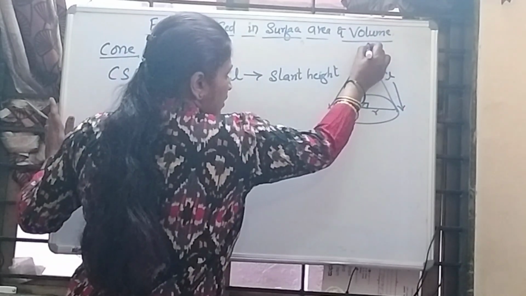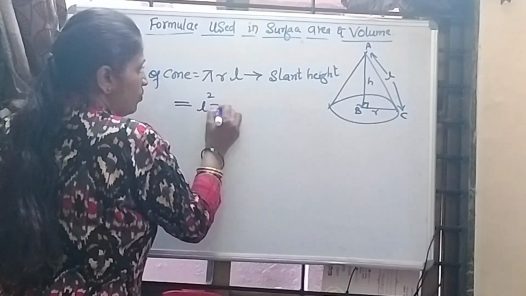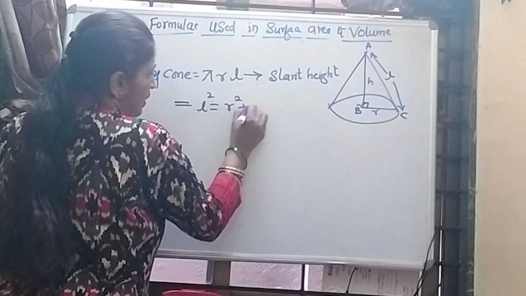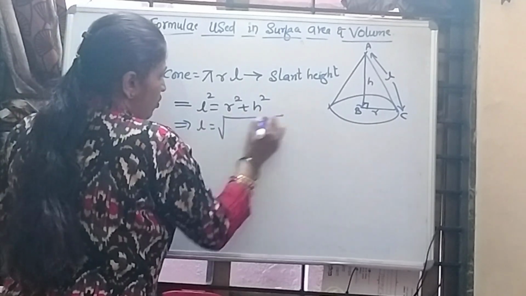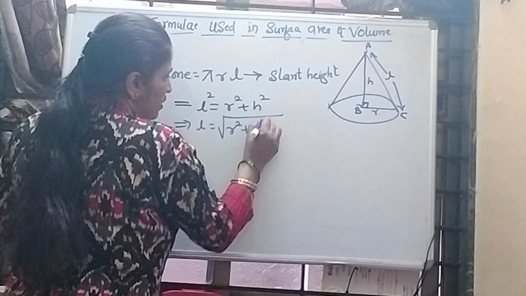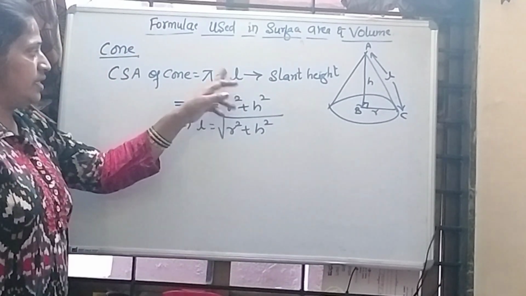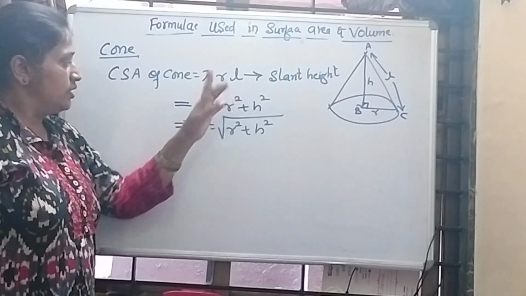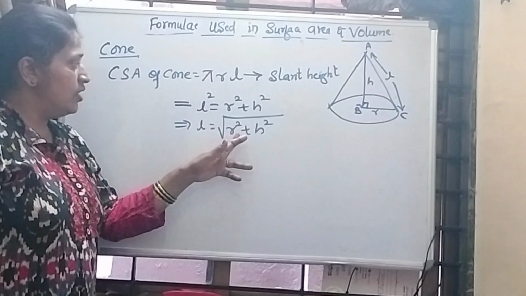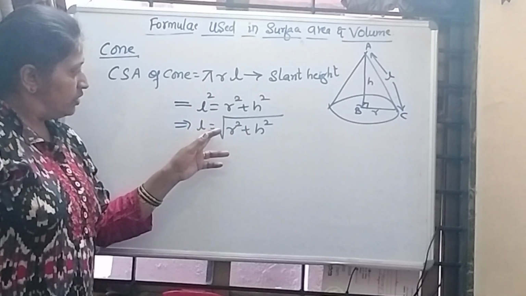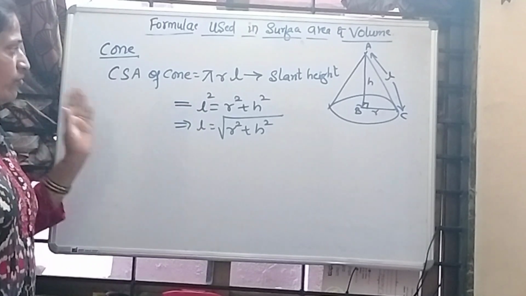Applying the Pythagoras theorem, we have L square is equal to R square plus H square. So L is equal to root of R square plus H square. Using this formula, we find L, then continue the question. Similarly, if L is given, H is given and you are asked to find R, also you have to substitute the values and find what you want.